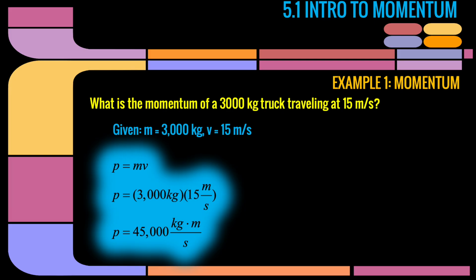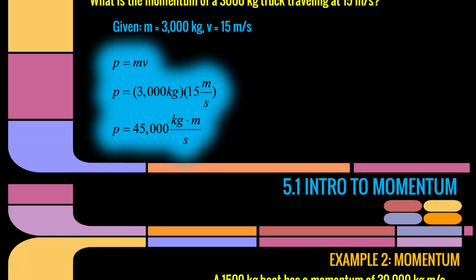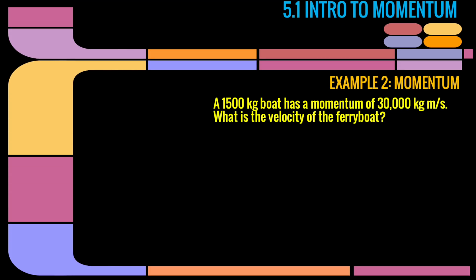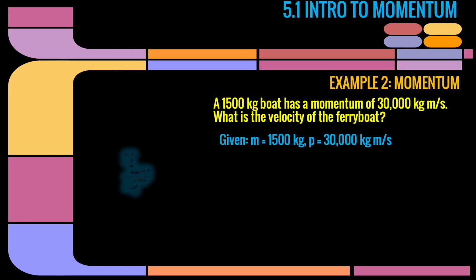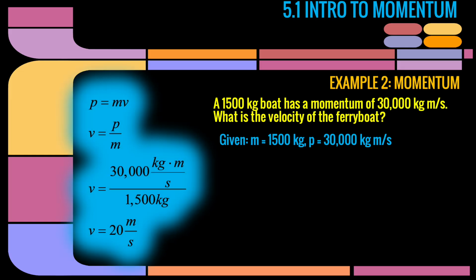So that one's just straight plug and chug. Second example, we have a boat that has a certain mass and a momentum. We're looking for the velocity. So first steps, write our givens down, make sure we know where we're going with this. And on this one, we see that the momentum is given and the mass is given, solving for velocity. So just making sure we understand which one goes where.